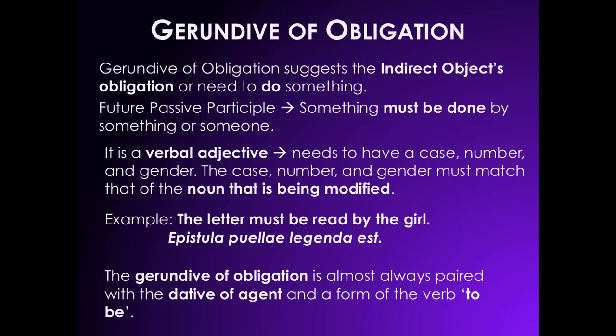You could look at that another way. You could say the girl must read the letter, or the girl is obligated to read the letter, and if she's obligated to do something, she being the girl, then she would have to be the indirect object. Makes sense. And then you have your verb to be, and your verb for to be always has to match the person and number of the noun that's being modified, which we said was epistula. So epistula is third person singular, so is est.